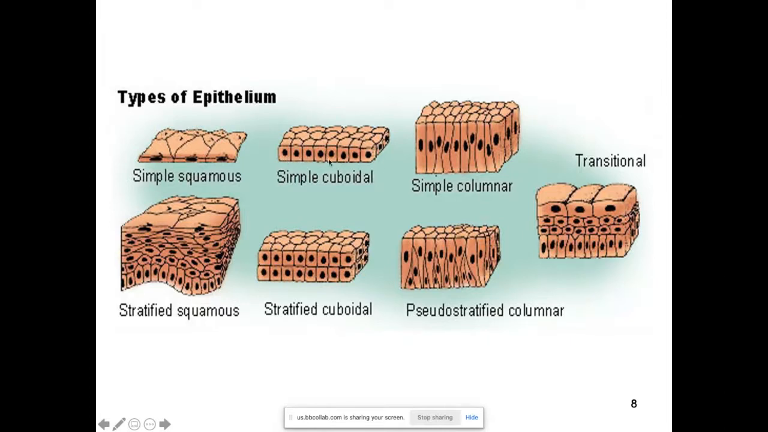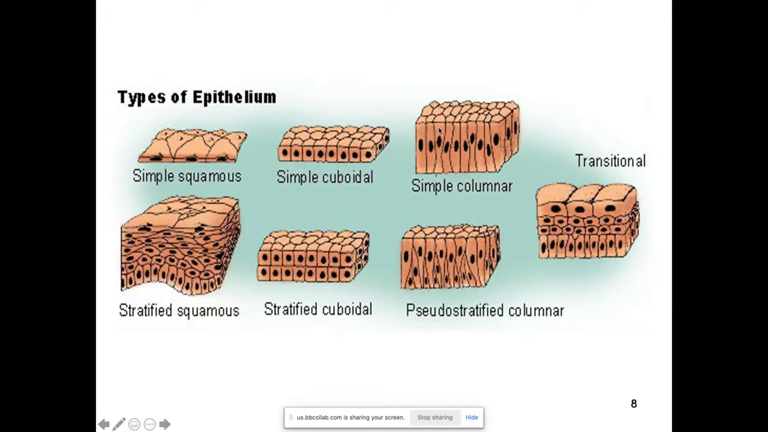If we look at this, we see that it's only one cell layer thick compared to down below, we see two layers. If we look up here on the top left, simple squamous, we see it's one layer. When we look down below, we see multiple layers on the top, again, towards the apex, multiple. Let's look at the cuboid cells. Notice that they look like squares or boxes, so they're cuboid.